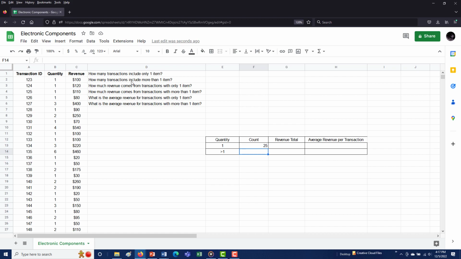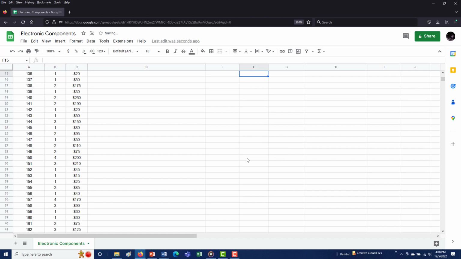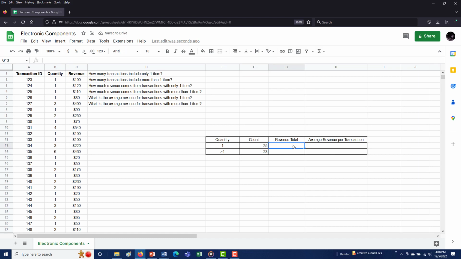Second question, how many transactions include more than one item? So same, except the criterion is greater than 1. Equals COUNTIF, open parentheses, we're selecting B2, drag down to B49. You can just enter those in manually. Comma, greater than 1. Then close, don't forget to close the parentheses, enter. There's your answer, 23.